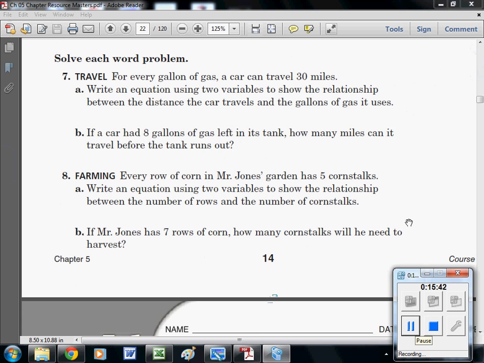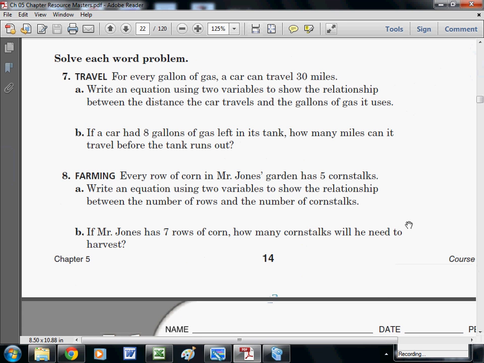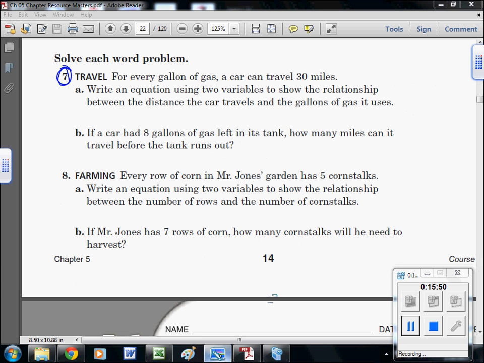All right, let's take a little more complicated examples. Okay, we're going to look at number 7. Some of you will be thinking, well, hey, where's the input-output table? Where'd it go? And you'll be thinking, all right, let's see. It says we're going to make our own if we don't have one. Solve each word problem. Travel. For every gallon of gas, a car can travel 30 miles. Well, I don't know about you, but that's a fancy way of saying 30 miles per gallon. That's a very common unit rate we're used to using.